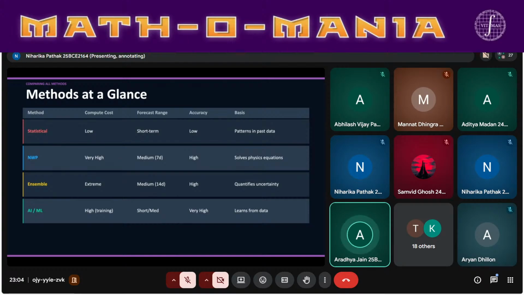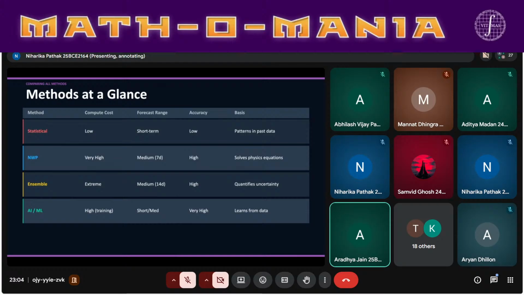Now the AI/ML one has a really high computation cost, and it's really good for short and medium time only, but the accuracy is very, very high. So you will get near perfect, of course not perfect, but near perfect accuracy on the results using this method. And this is why we use this method in modern days.